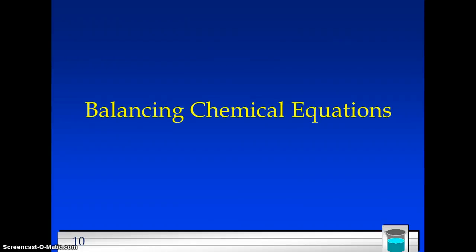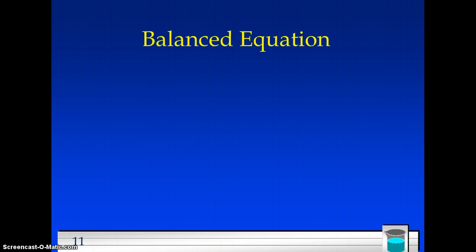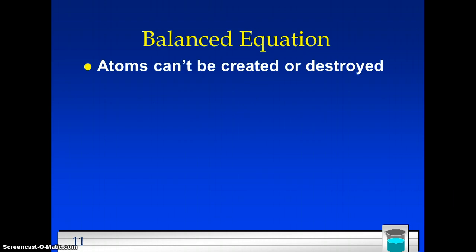Today we're going to learn about balancing our chemical equations. You should have your paper out that I gave you. I'm going to be doing guided notes, so you're going to start with the balancing equations, and as we go through these notes, you're going to be filling in your worksheet. So the first thing, a balanced equation: atoms can't be created or destroyed.